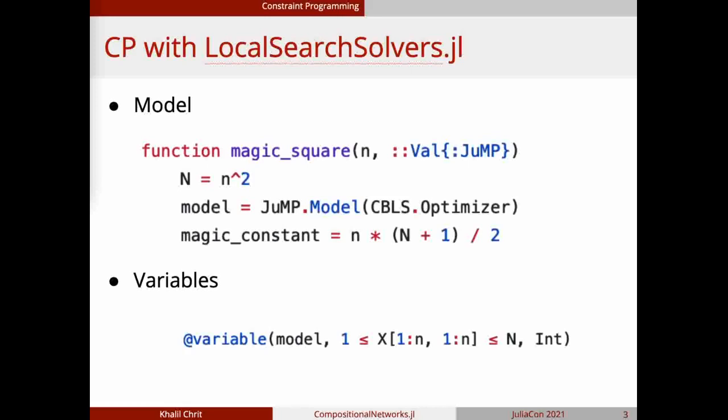And in order to model our problem and hand it over to local search solvers, we will be using the jump-model and give it as a parameter constraint-based local search solver .optimizer. We define the magic constant, and then we specify the variables using the macro variable. We give it as a parameter our model and the matrix of size n by n. The values it will be taking are from 1 to n, and the type of the variable will be integer.